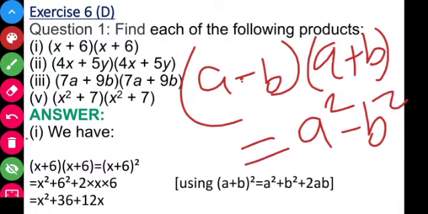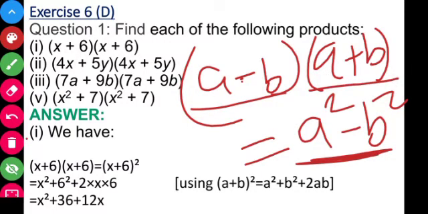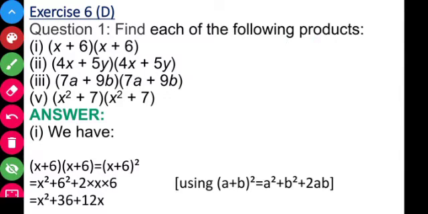First, (a plus b) whole square is equal to a square plus b square plus 2ab, and (a minus b) whole square is a square plus b square minus 2ab, and a square minus b square is equal to (a plus b) into (a minus b). Okay, so by using these identities we have to do exercise 6.0.